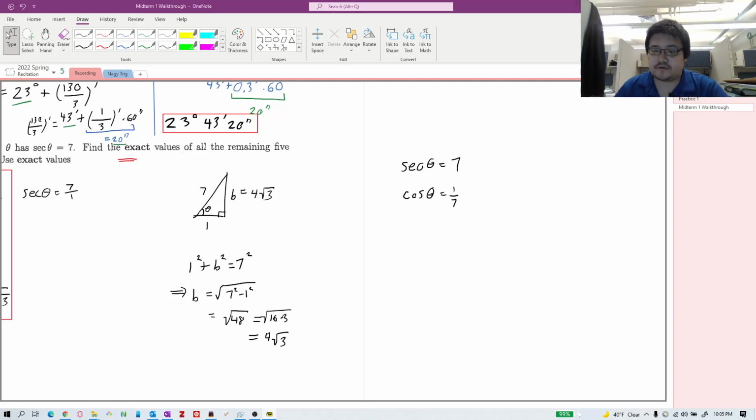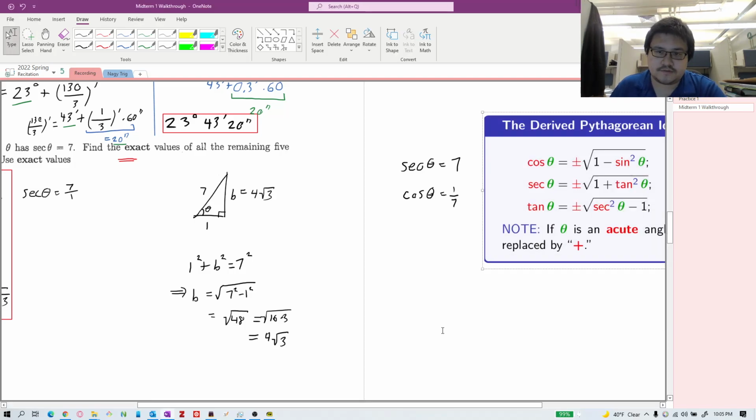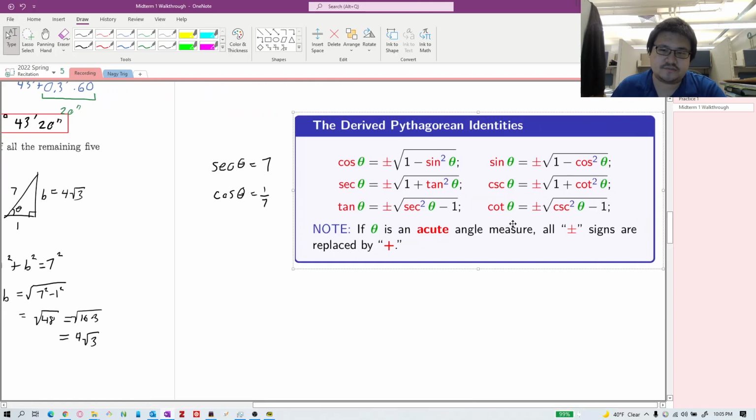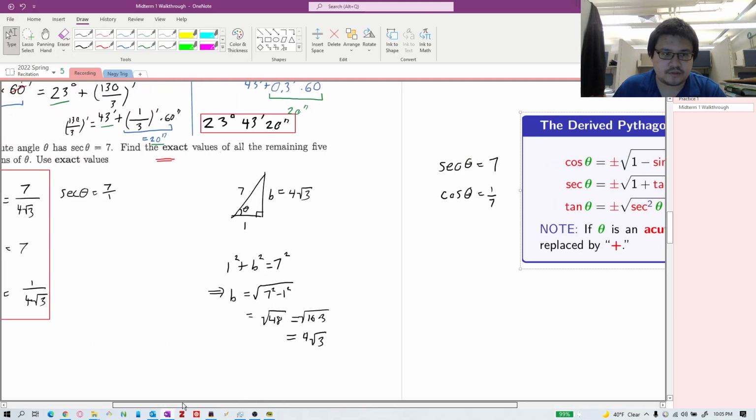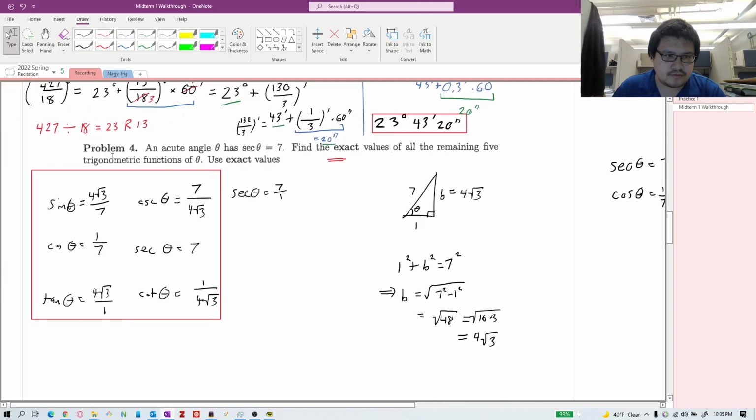You're given... Okay, I'm going to print screen this. This is probably going to work. Copy, paste. So you would need this cheat sheet. And because theta is an acute angle, that's kind of an assumption in our problem. Right there.